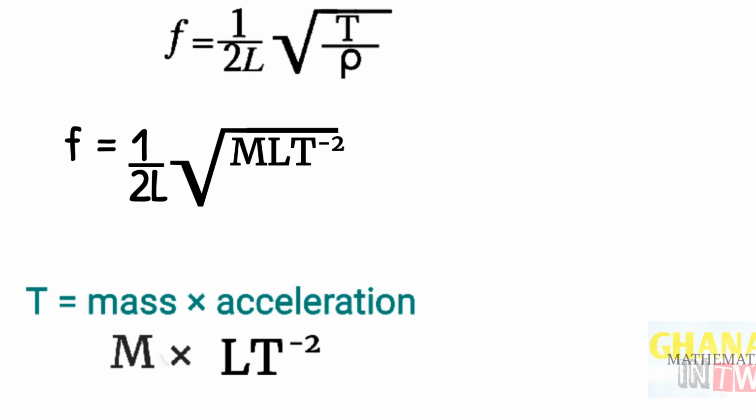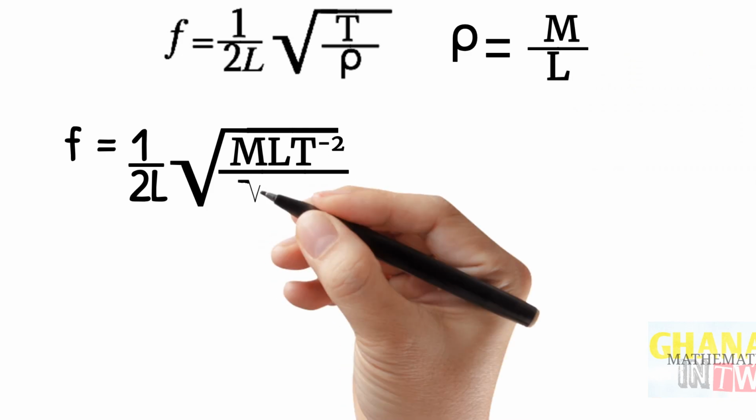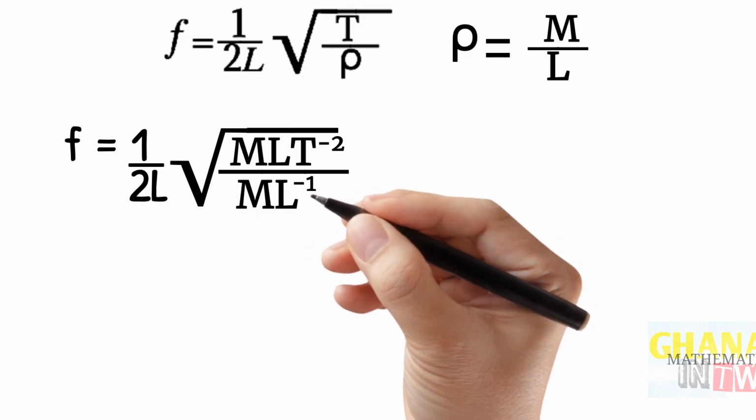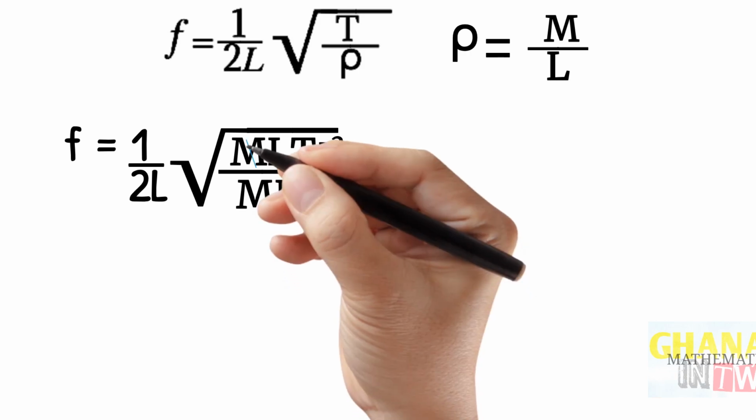Now it is dividing by the linear density. We've already explained the difference between linear density and density. Density is mass over volume, and volume is the cube of the unit. Cube is the unit raised to the power 3. But since this is linear, it is only L, or L raised to the power 1, which is L. Now this is our dimension.